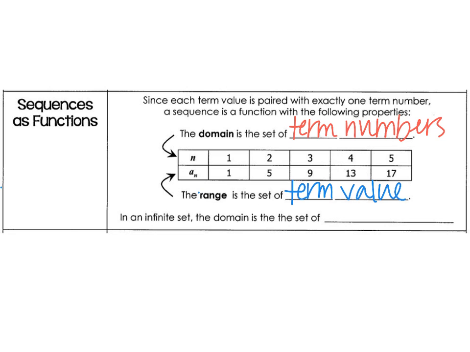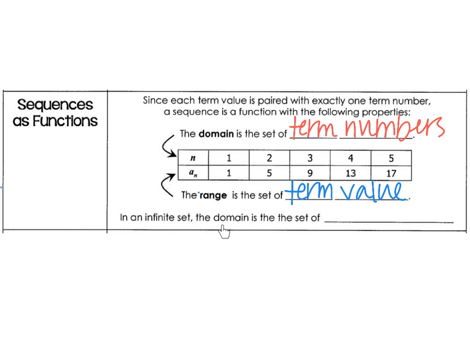So A sub n, this is our first term, it has a value of 1. Our second term has a value of 5. Third term has a value of 9. Fourth term has a value of 13. Fifth term has a value of 17.